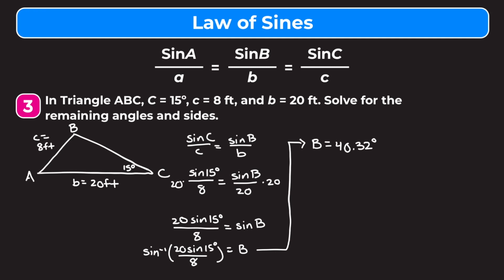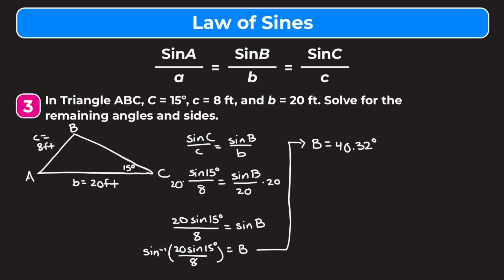So because side B is bigger than side C, right? Side B is 20 feet and side C is 8 feet. We know that angle B is going to be bigger than angle C. Anytime where we're solving for an angle first, like the first angle we're solving for is bigger than the first angle they gave us, we're going to have what's called this ambiguous case. And I'm going to show you guys what that means.